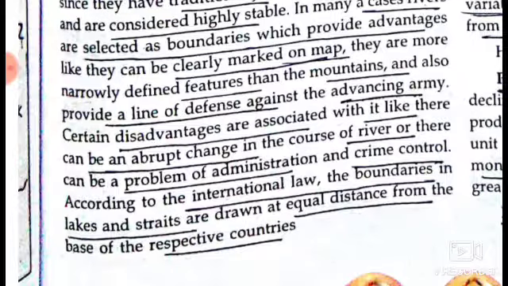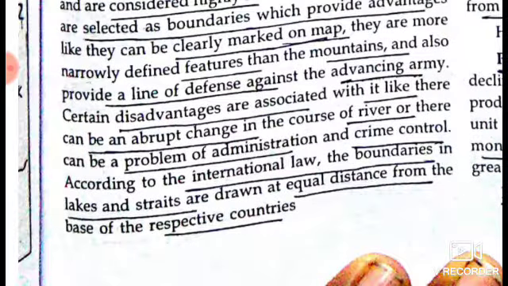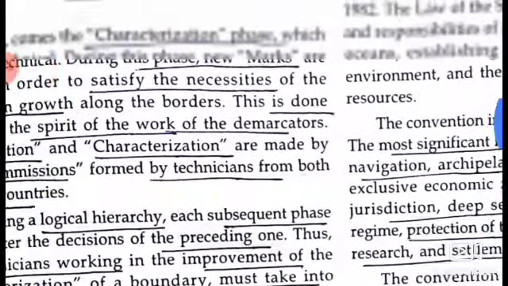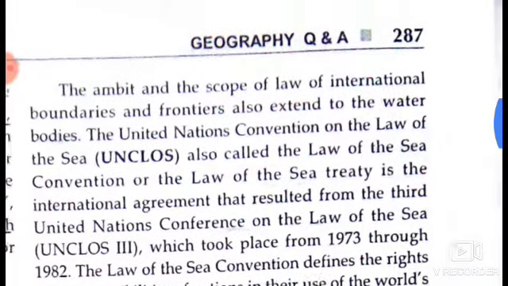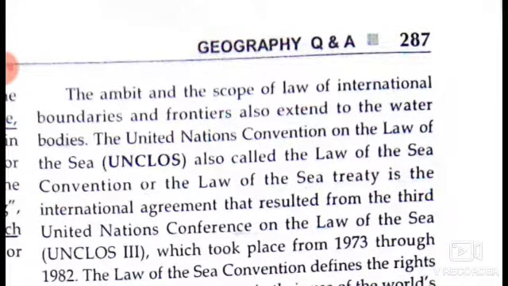Certain disadvantages are associated with it, like there can be an abrupt change in the course of the river, or there can be problems of administration and crime control. According to international law, the boundaries in lakes and straits are drawn at equal distance from the base of the respective countries. The scope of the law of international boundaries and frontiers also extends to water bodies.